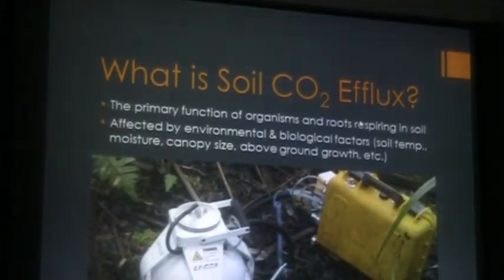What is soil CO2 efflux? CO2 efflux is a basic way of saying how soil breathes or respires. Soil doesn't respire itself. The makeup of stuff in soil respires, like the roots and the organisms in the soil, like the worms and the insects. It is also affected by environmental and biological factors, like soil temperature, the atmosphere above, the moisture, canopy levels, how that is shaded, all that kind of good stuff.